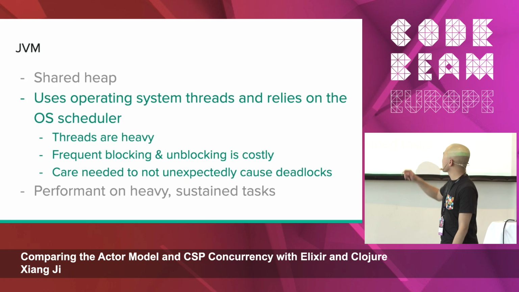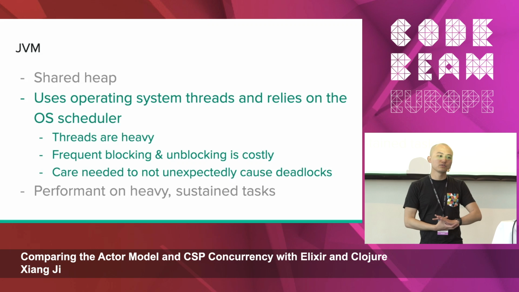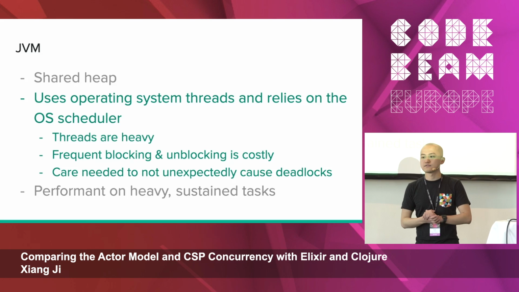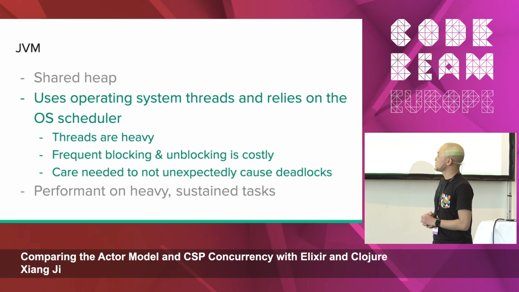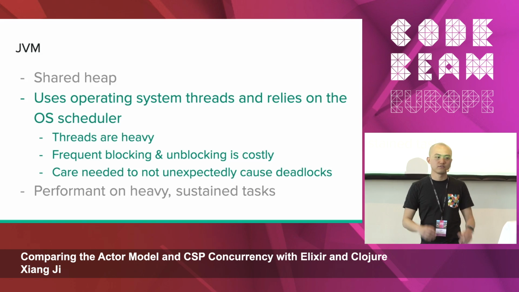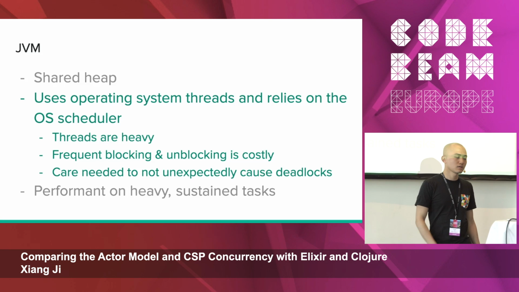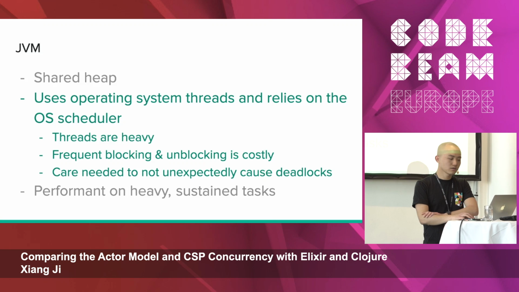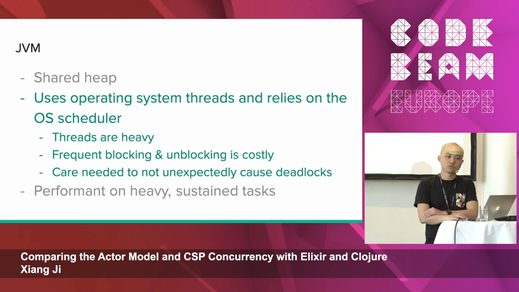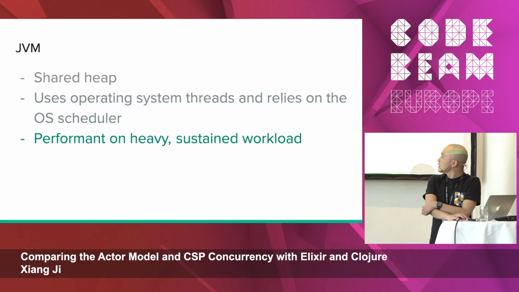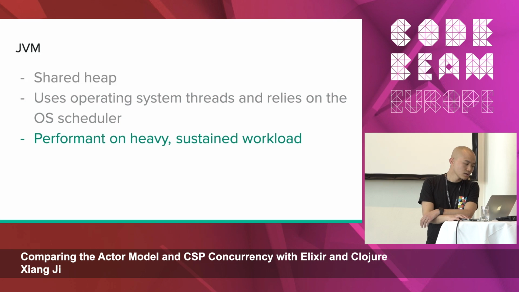If you frequently block and unblock them, it's going to cause a lot of CPU overhead because it's not optimized for that. And you also have to take care not to unexpectedly block other threads if you're doing something on your thread. It might cause a deadlock, which is not a problem with BEAM. And of course, it's performant on heavy and sustained workloads because it corresponds directly to the operating system threads.